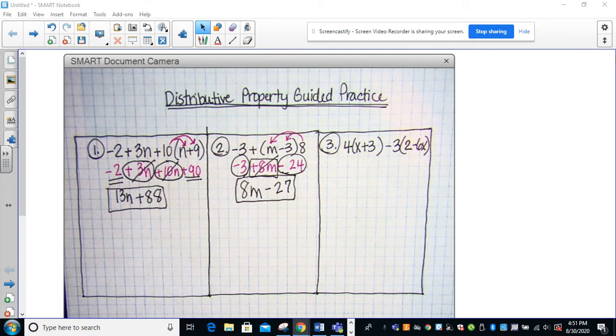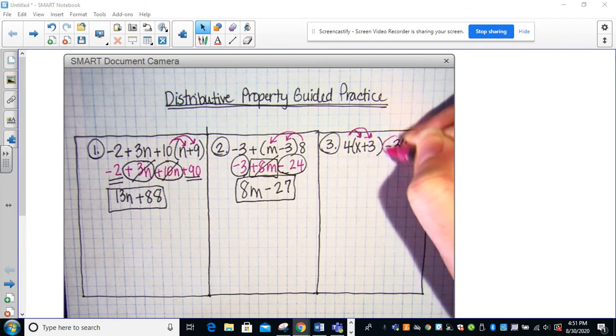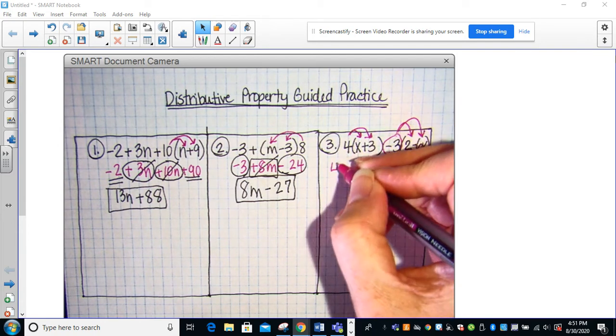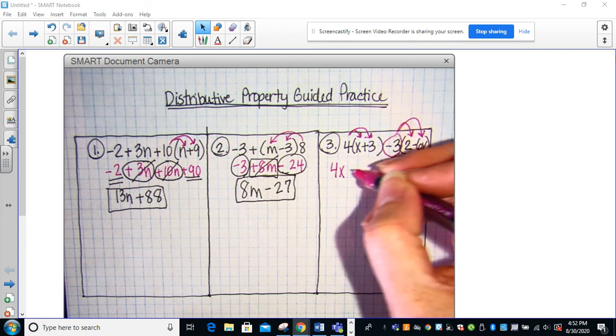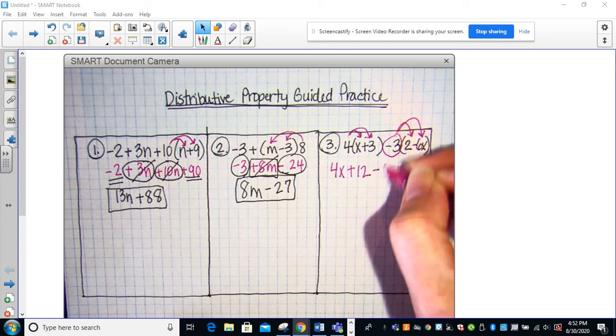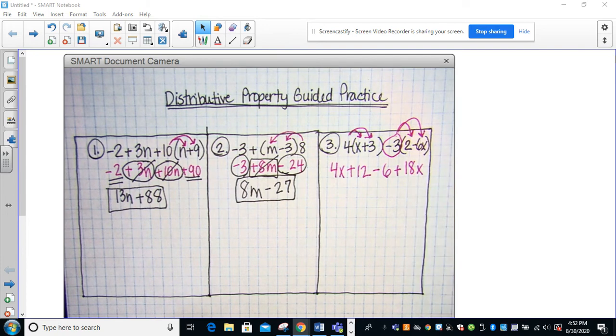And then finally, we have the distributive property twice here. Here's one, and then I'm circling this -3 so I don't forget that it's negative. So 4 times x, 4x, 4 times 3, 12. -3 times 2 is a -6. Negative times negative here is a positive. 3 times 6 is 18. Don't forget the x. Combine like terms.